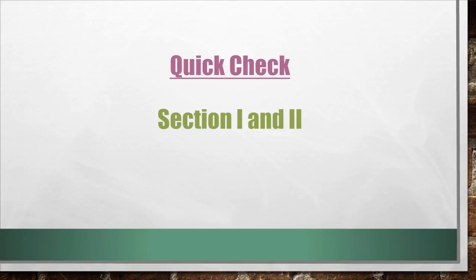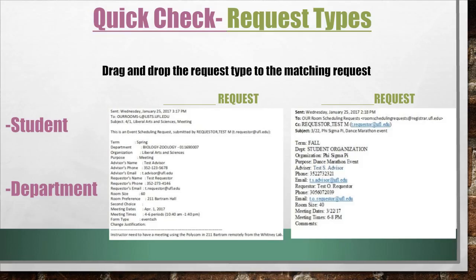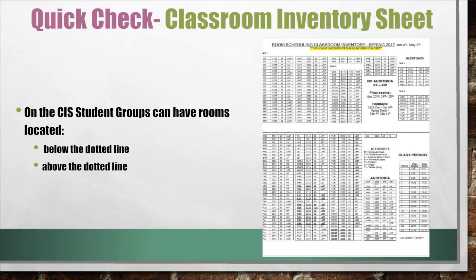Kate will take you through the next 2 slides. In this quick check we will review request types. Please drag and drop the request type to the matching request. In this quick check we will review rooms on the CIS. Please select the correct answer.